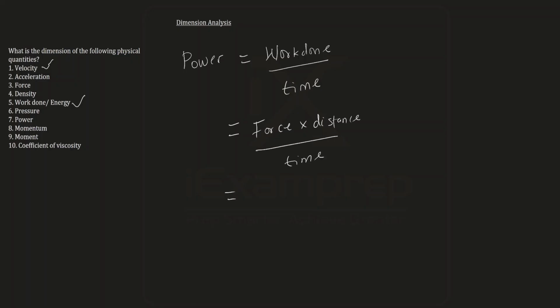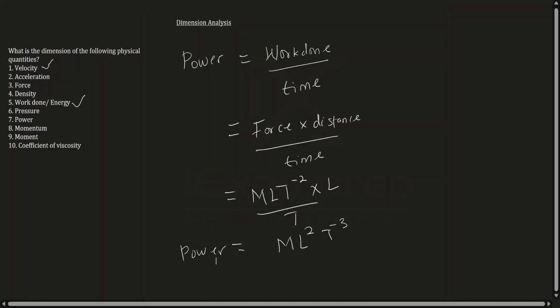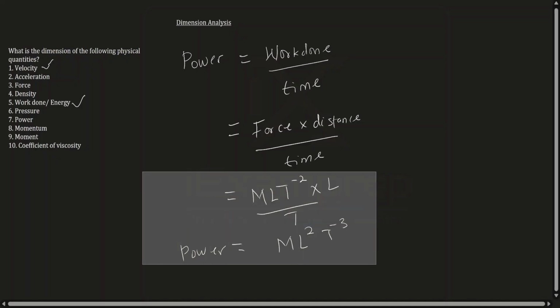Dimension for force is mass times acceleration, that is MLT to the power of -2. Dimension for distance is L, then over T. Combine everything using law of indices. We have ML squared T to the power of -3. So dimension for power is ML squared T to the power of -3.